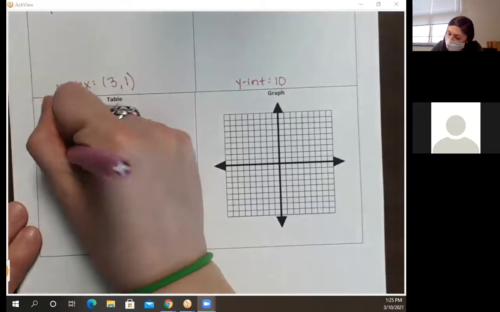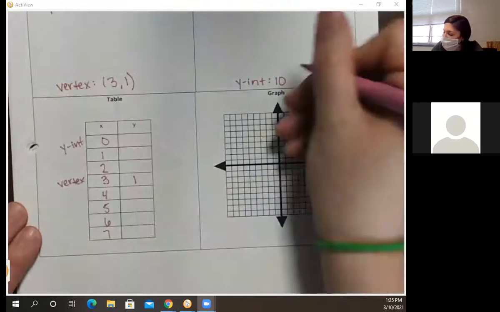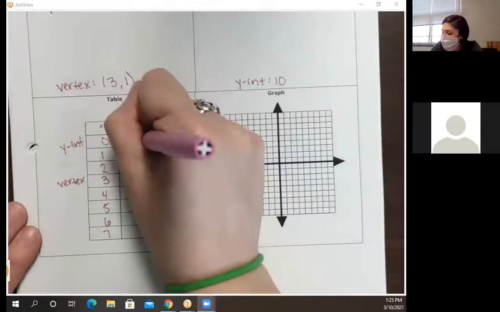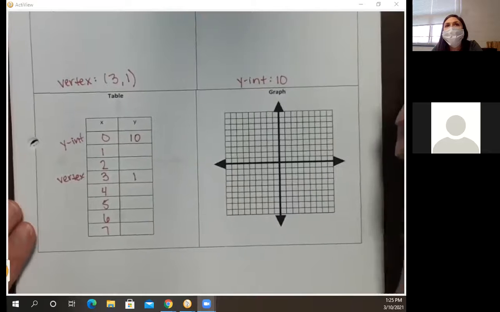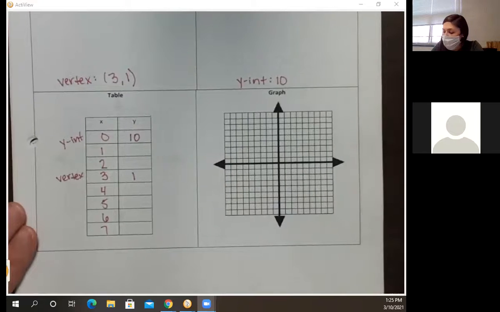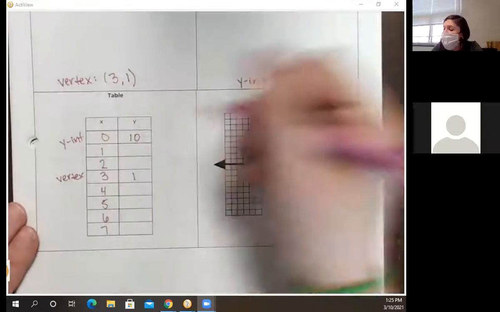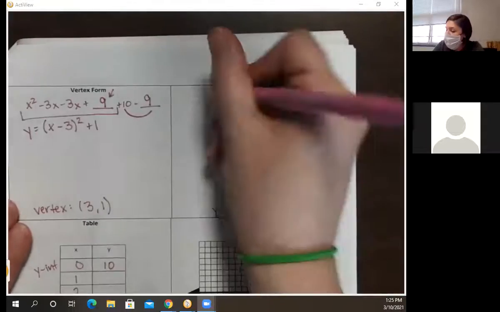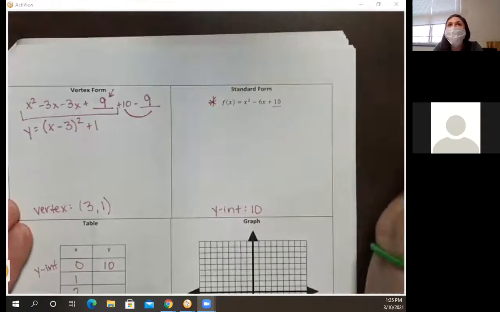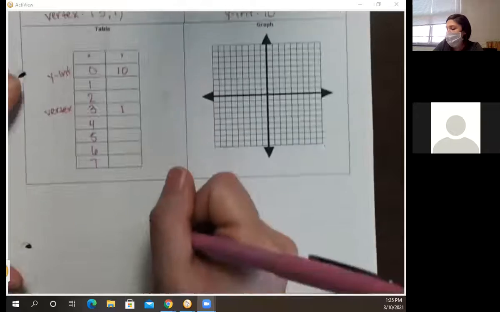When x is 0, I'm at the y-intercept, and I know my y-intercept for this graph is 10. I got that from standard form. So now I'm going to pick some values. Well, I've already picked values for x, and I'm going to plug these into my function. This time I had standard form to begin with, so I'm going to plug into standard form.